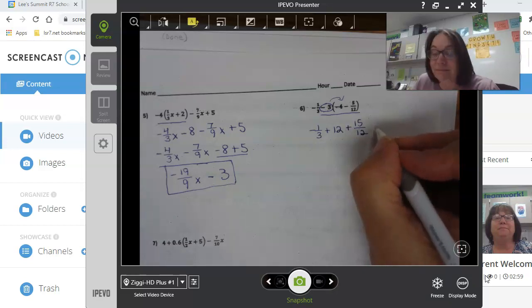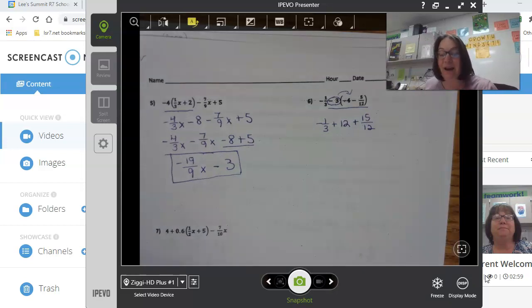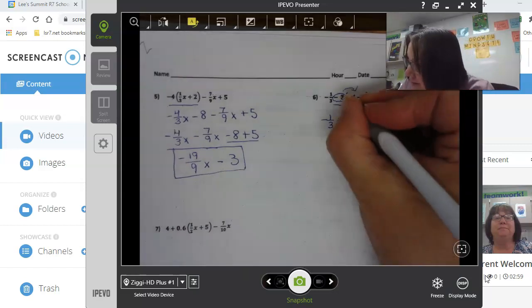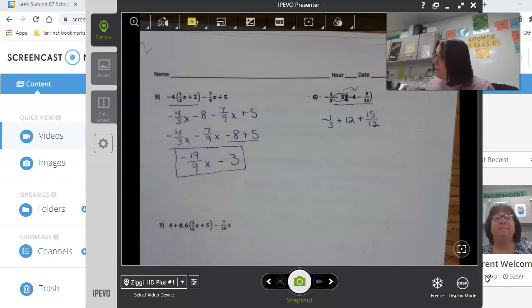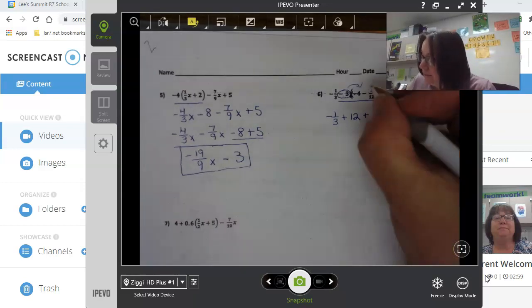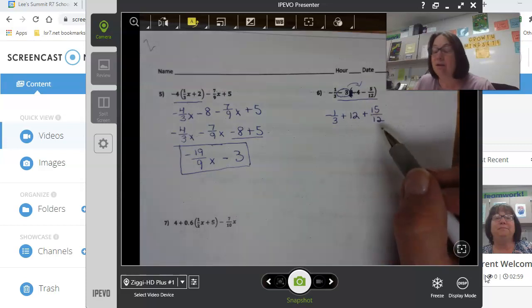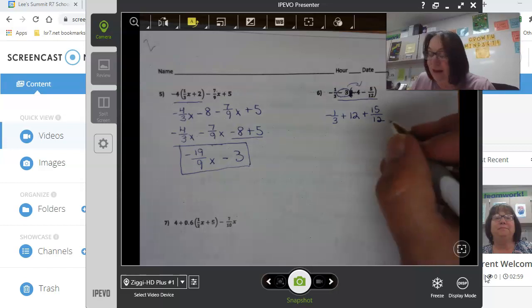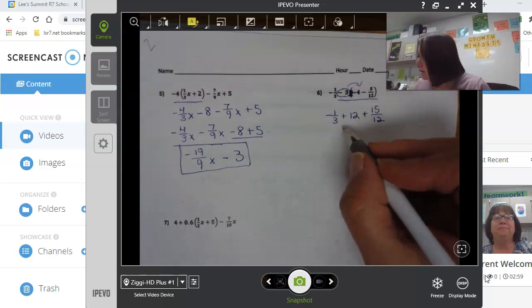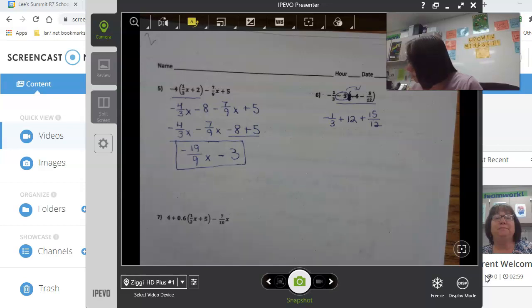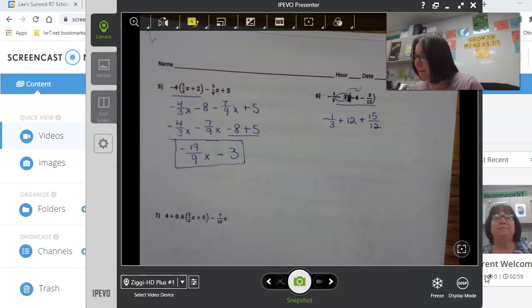And that didn't have an x on it. Looks like we tried to add an x in on this. Let me look. It did not have an x. So we're just going to leave that off. So none of our numbers here have an x, so all you're going to do is combine them. They are all constants. So when I put in my calculator negative 1/3 plus 12 plus 15/12, I get 0.